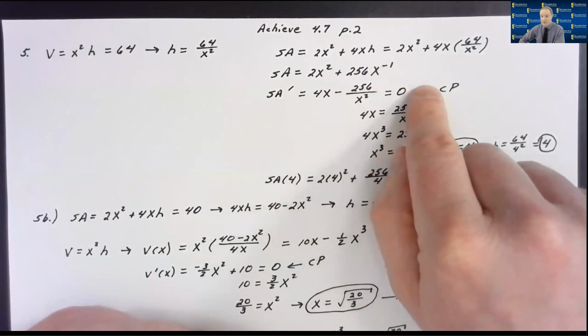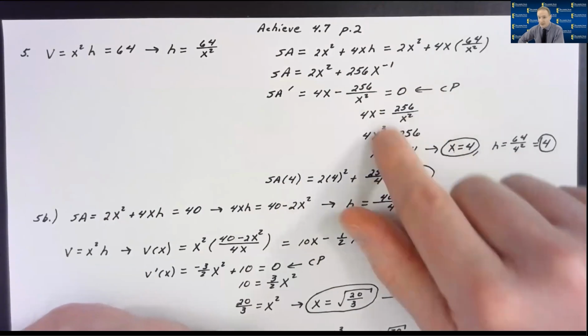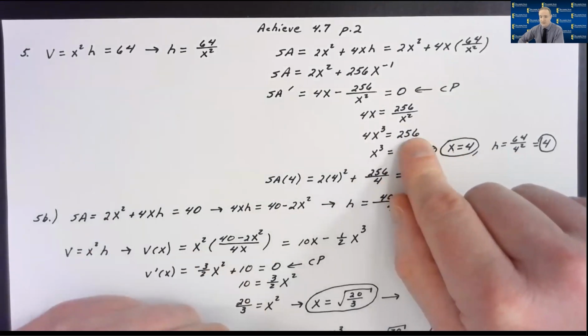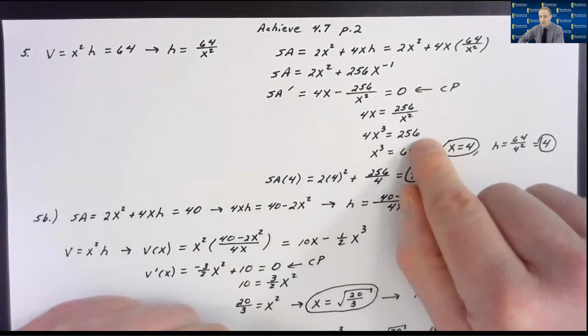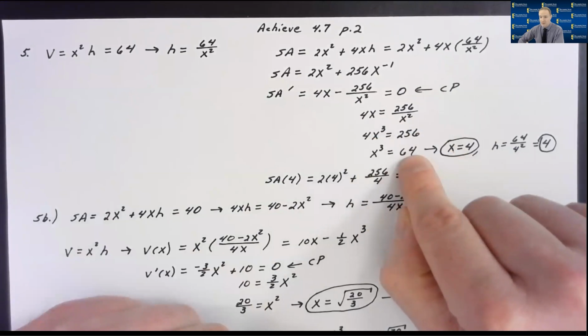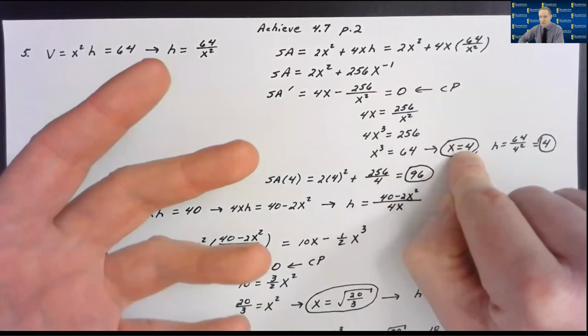I'll add the 256 over x squared to the right-hand side. Then I'll multiply both sides by x squared, and I get 4x cubed is equal to 256. Thus, x cubed would equal 256 divided by 4, which is 64. So x is the cube root of 64, which is just 4.